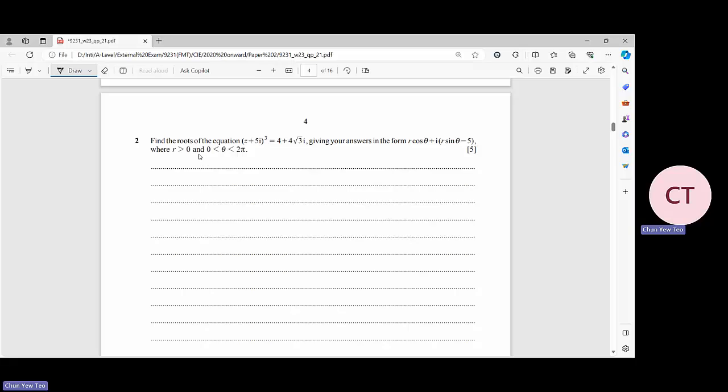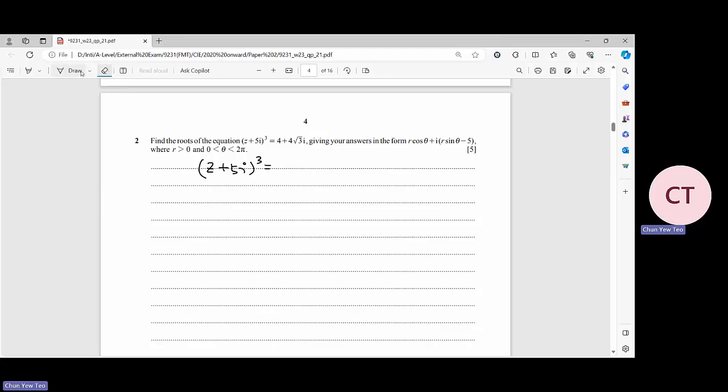So now we move on to question number 2. We are looking for the roots. Find the roots of the equation given here, giving your answer in polar form, where r is greater than 0 and theta is from 0 to 2 pi. Okay, so for this, you just need to apply the root of a complex number formula. But first of all, we need to convert the 4 plus 4 root 3 i into polar form. So z plus 5i, I just leave it. This one I change to polar form.